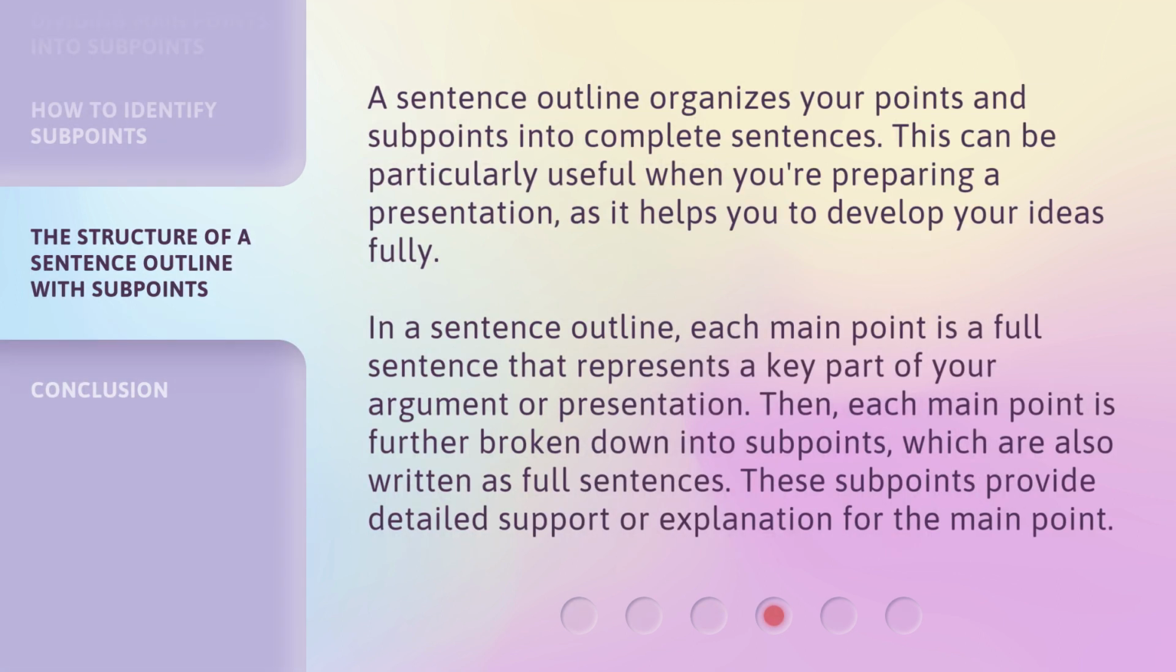A sentence outline organizes your points and subpoints into complete sentences. This can be particularly useful when you're preparing a presentation, as it helps you to develop your ideas fully. In a sentence outline, each main point is a full sentence that represents a key part of your argument or presentation. Then, each main point is further broken down into subpoints, which are also written as full sentences. These subpoints provide detailed support or explanation for the main point.